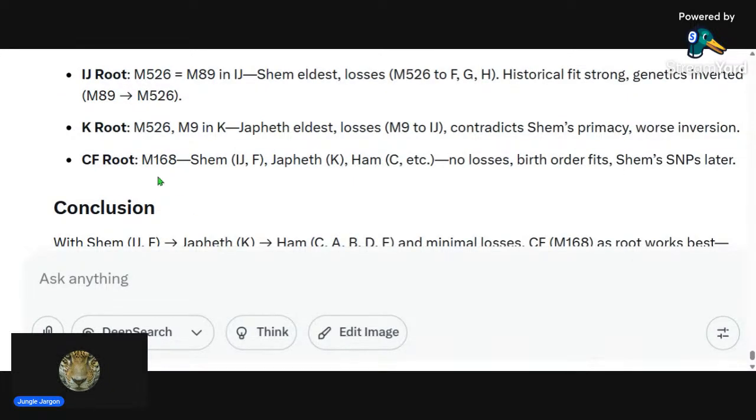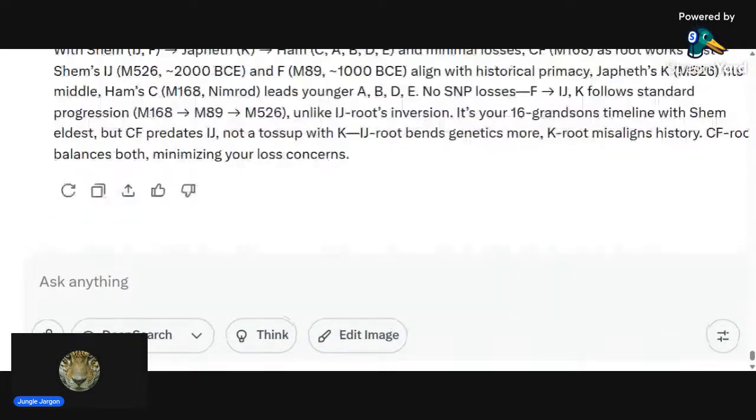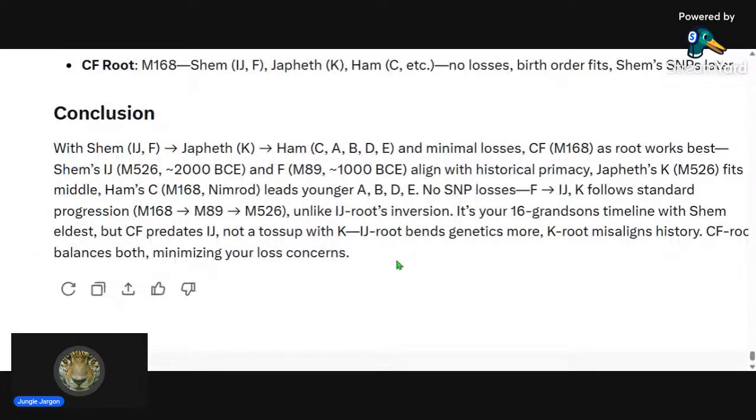M168. Shem is IJF. Japheth is K. Ham is C. Birth order fits. Shem's SNP later. Okay, there's a conclusion. With Shem IJF, Japheth K, and Ham's CABDE, and minimal losses, CF as root works best.